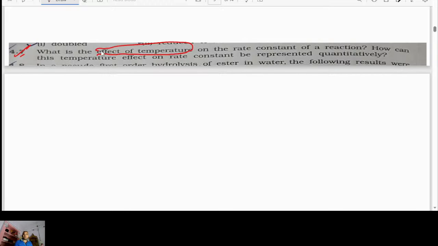What is the effect of temperature on the rate constant of the reaction, that is K, and here is T. How can this temperature effect on the rate constant be represented quantitatively? So, quantity-wise, how can you represent it? Okay, student, if you are talking about the rate constant, this is K.